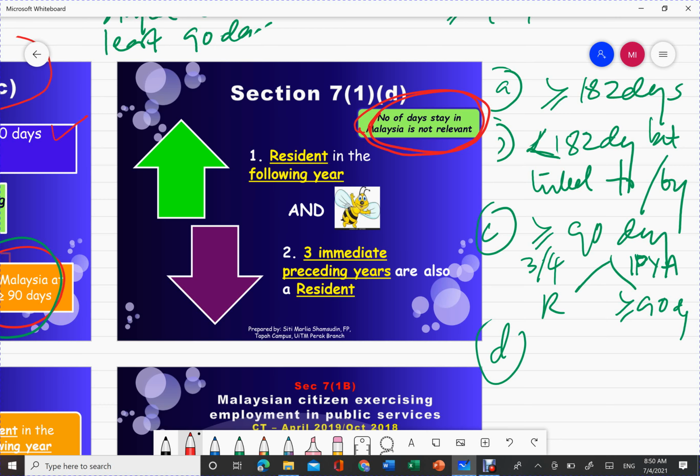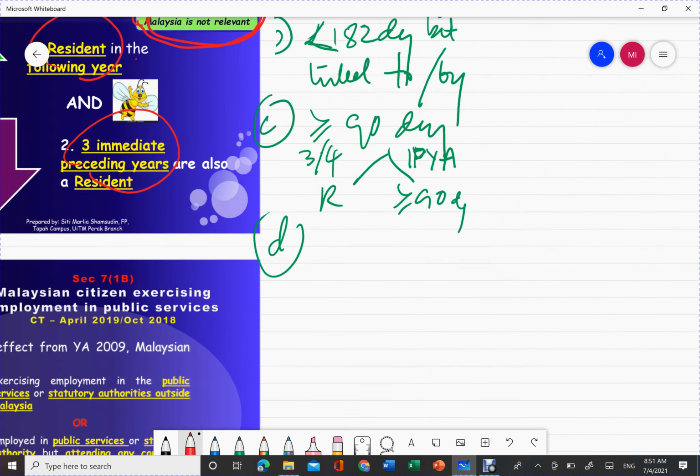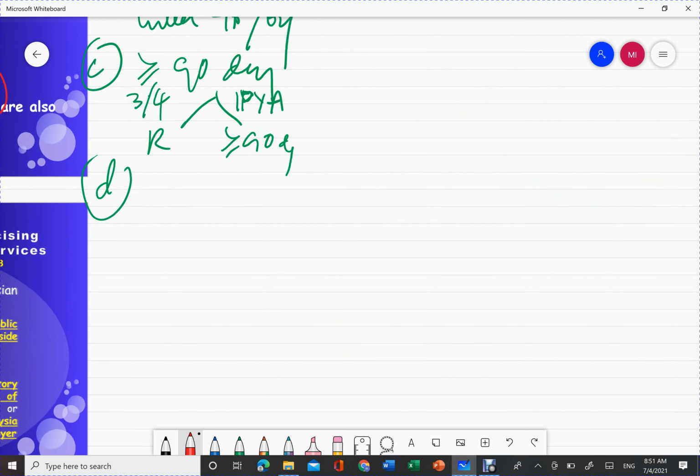Habis tu, how can he be a resident in Malaysia? Ada syarat dia. Syarat dia, the following year, daripada year in question tu, dia mesti resident. Lepas tu, 3 immediate preceding year pun, dia ialah resident. So, untuk D ni macam ni.